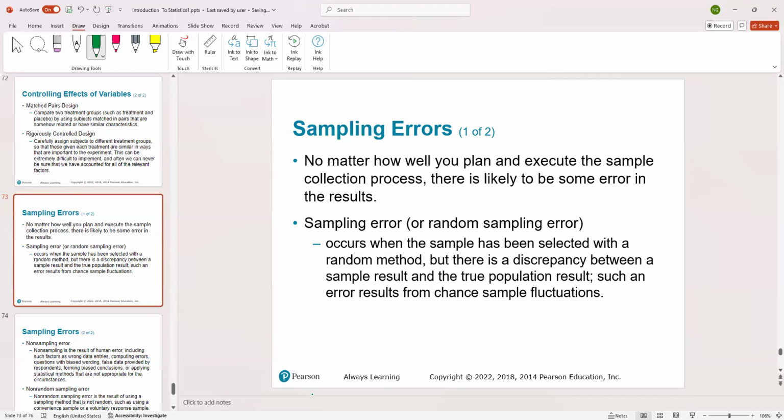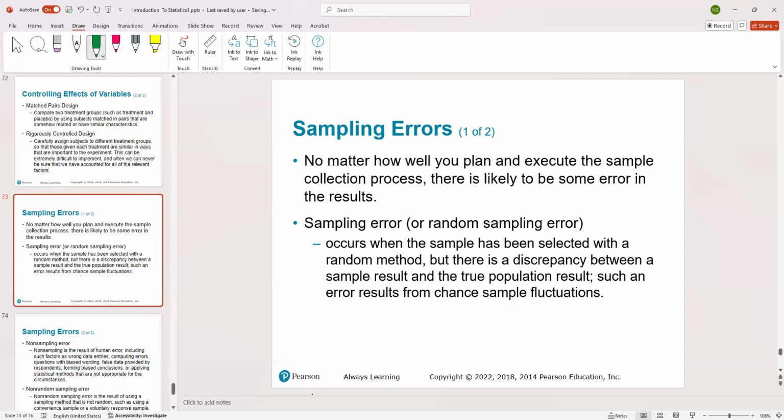So, it's very likely at this point to see the different types of sampling errors. What are those errors? You can see sampling error, or random sampling error, when the sample has been selected with a random method, but there is a discrepancy between the sample result and the true population result. Such an error results from chance sample fluctuations, right?